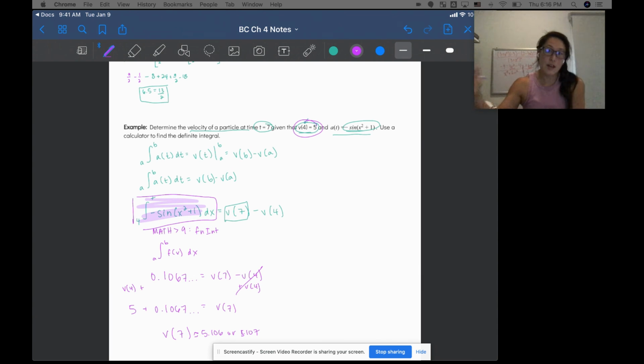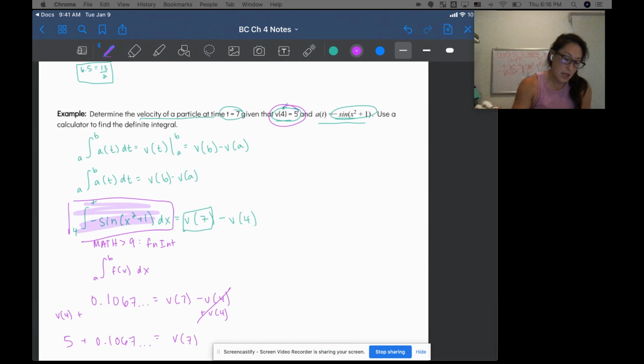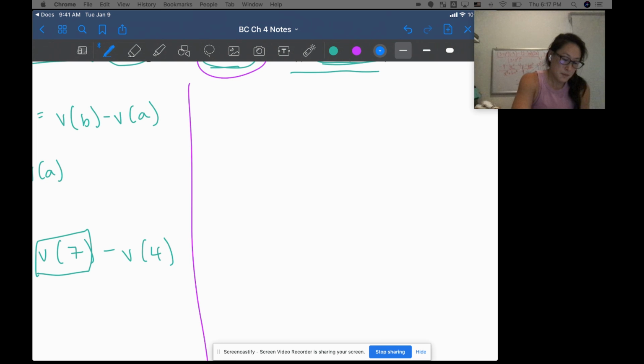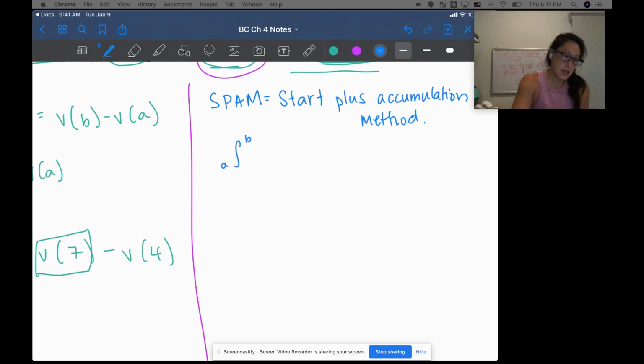Okay, so these types of problems where you're given a starting value and you need to get the ending value, or they're giving you the ending value and you have to get the starting value, I call these spam problems. It equals start plus accumulation method. Spam.